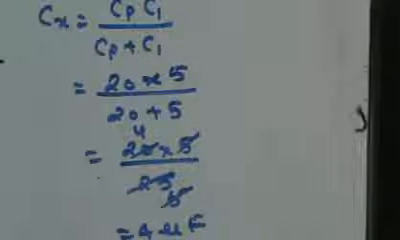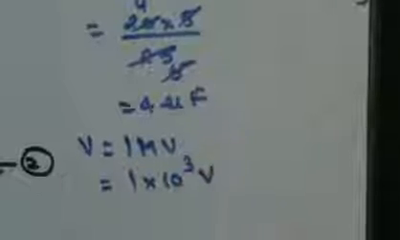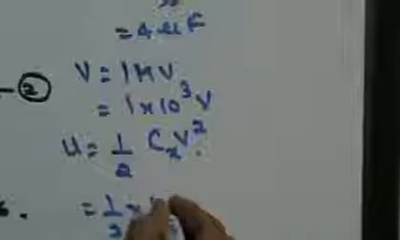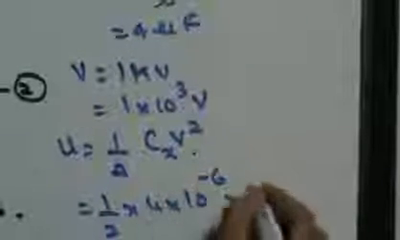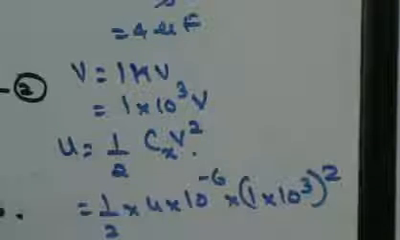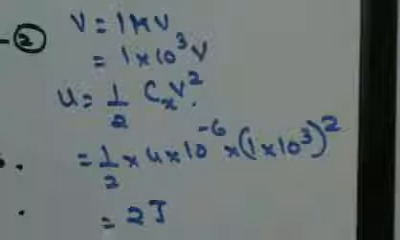Once I know the capacitance, in the sum they have given you that the voltage is 1 kV. So 1 into 10 raised to 3 V is given to you in the sum. So I can find out the energy, half CV square. This is half into 4 into 10 raised to minus 6 into 1 into 10 raised to 3 the whole square. When you solve this, you will get the answer as 2 joules. 2 joules of energy is stored in the system.